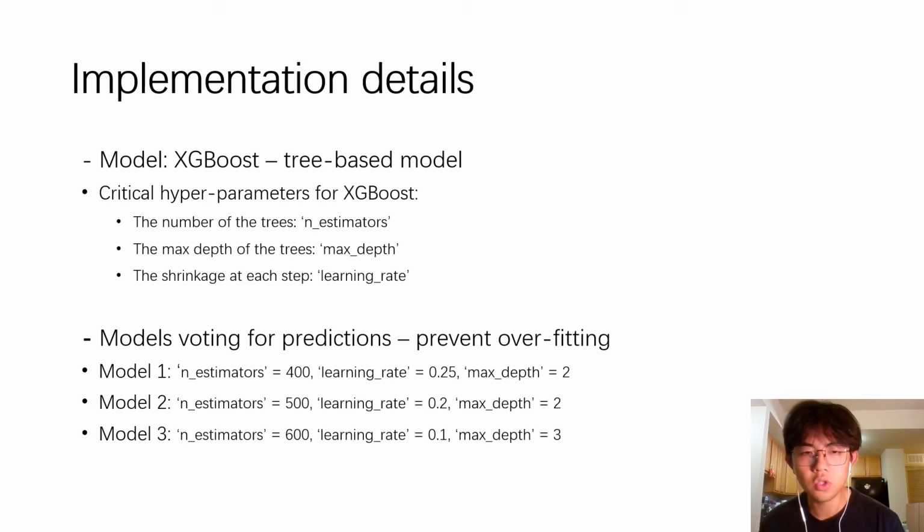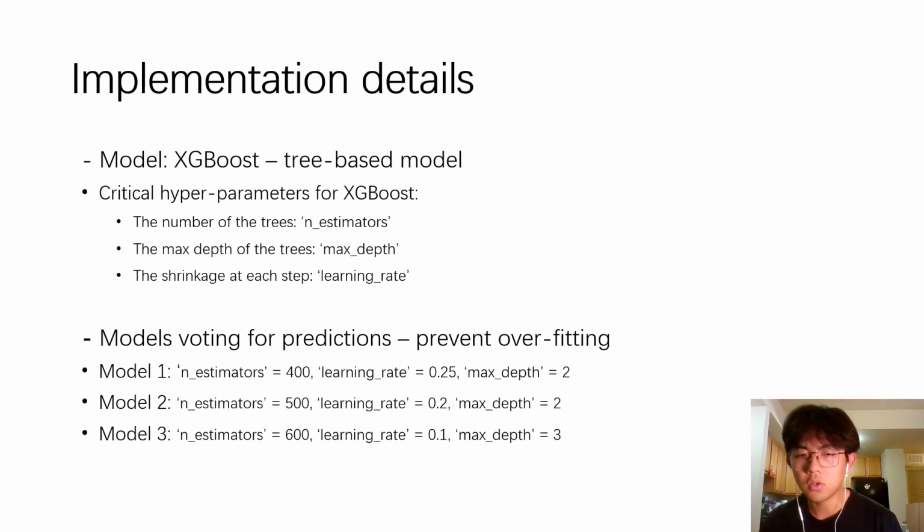So finally, we just choose the single XGBoost model, which is a tree-based model, as our final machine learning model. And we will provide how we decided on this model as our final model. And there are three critical hyperparameters for XGBoost, which are the number of trees, the max depth of the trees, and the learning rate.